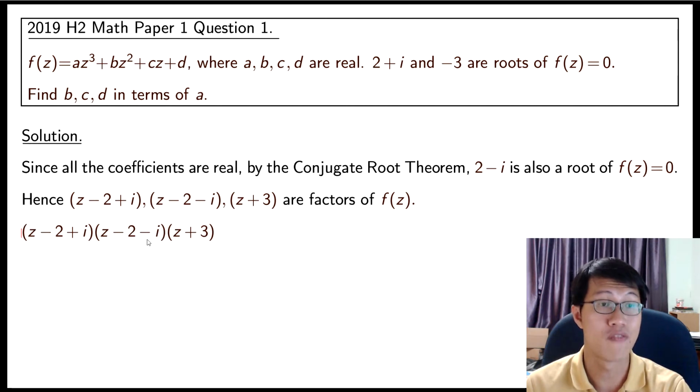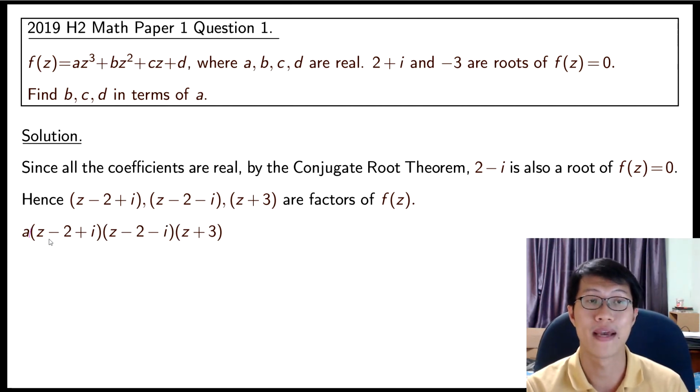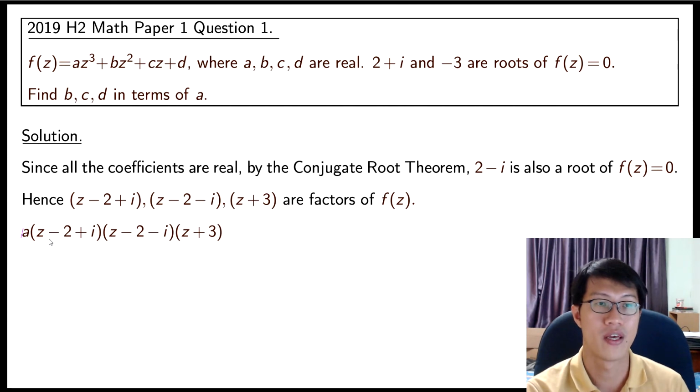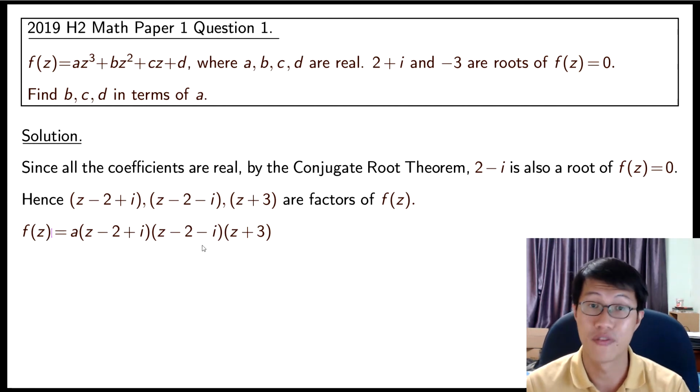We have to be a bit careful when we do this, because the coefficient of z cubed in the function f(z) is a. If we expand these three factors out, our coefficient of z cubed will actually just be 1. So we have to be a bit careful. To make them equal, we have to add the leading coefficient of a. So we multiply these three factors with a, and with that, we can equate this with f(z). Okay, so f(z) is equal to a times the three factors.